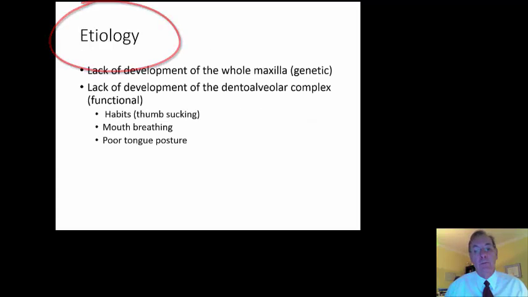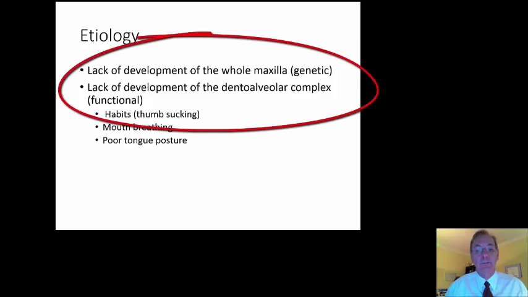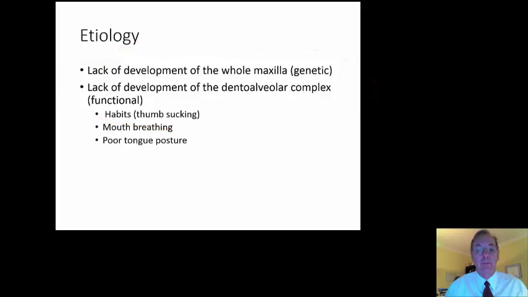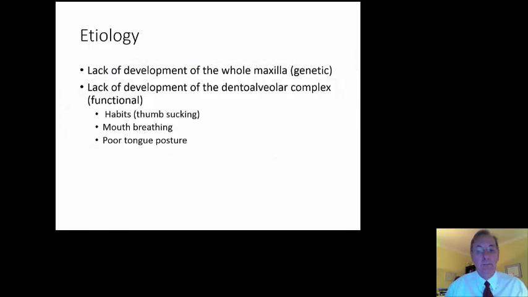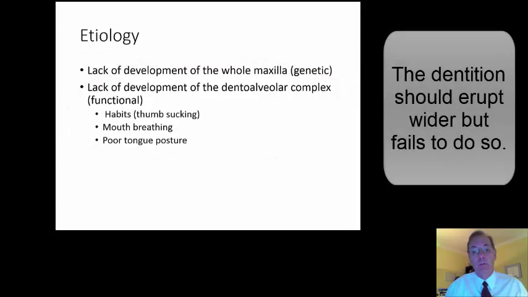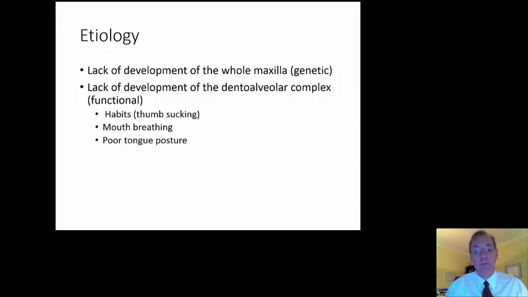What is the etiology of the crossbite? There is a lack of development of the whole maxilla. It could be genetic, or it could also sometimes be caused by lack of function. The whole upper jaw does not develop normally. Sometimes you also have a lack of development of the dental-alveolar complex, meaning the dentition should erupt wider, especially the upper dentition, but for all sorts of reasons doesn't, and you end up with a crossbite. This usually explains the functional crossbite.